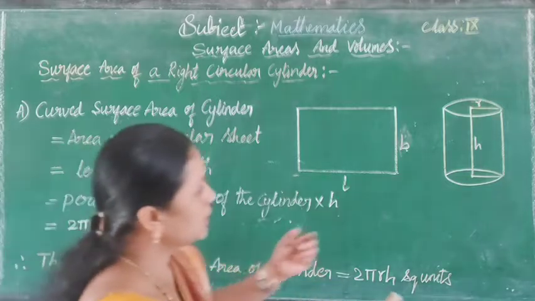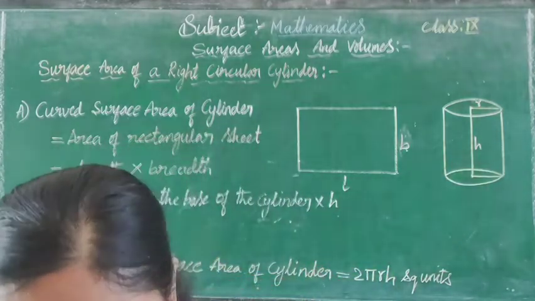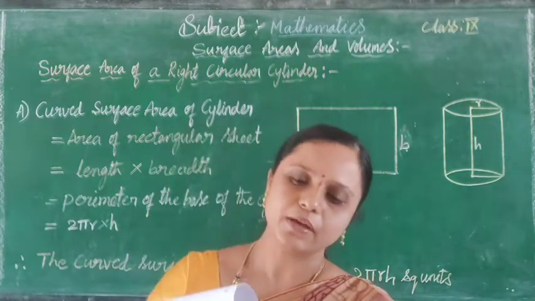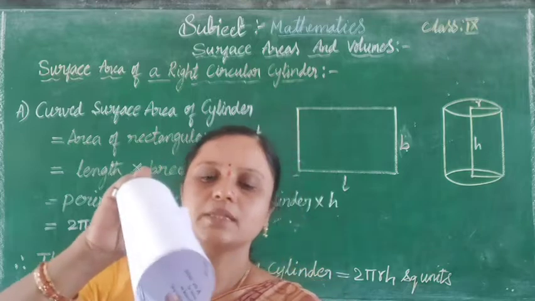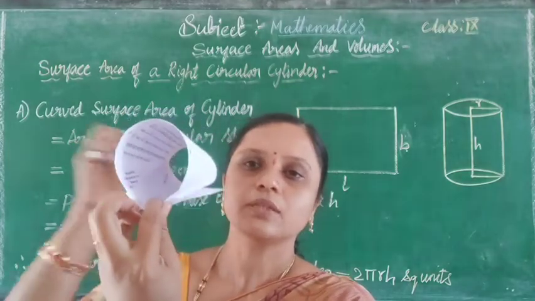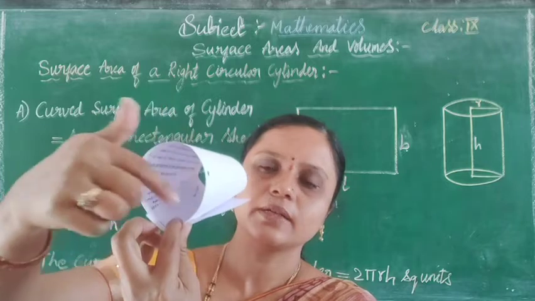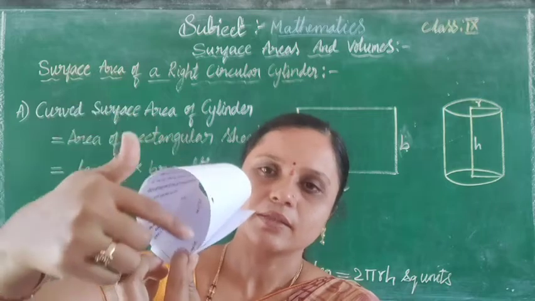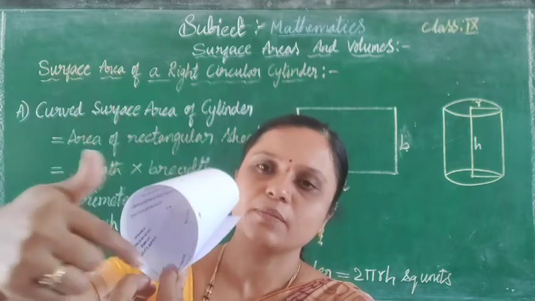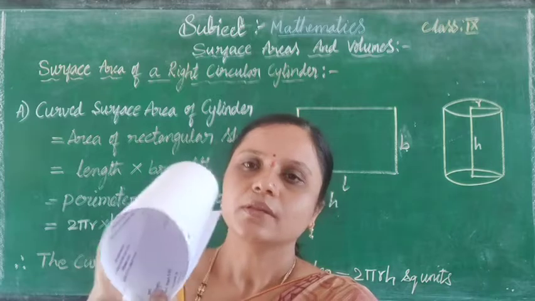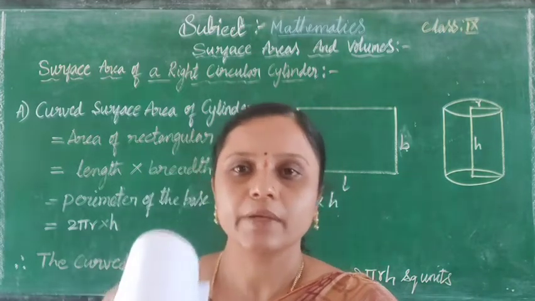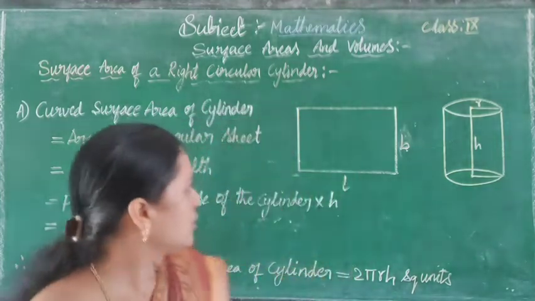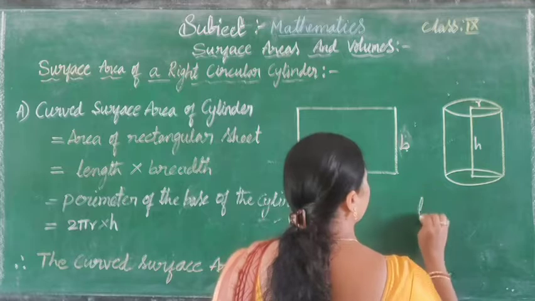So how does it look? See this one. The base of the cylinder looks like a circle. This circle is nothing but the perimeter of that base. So the length of the rectangular sheet becomes the perimeter of the circular base. Then you take this L as nothing but the perimeter.